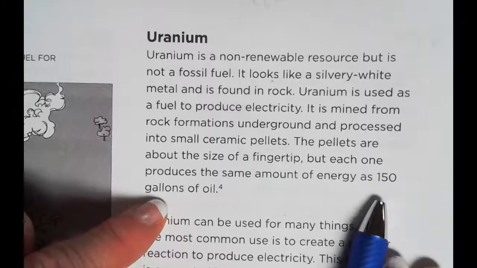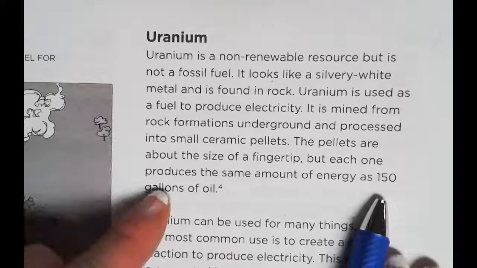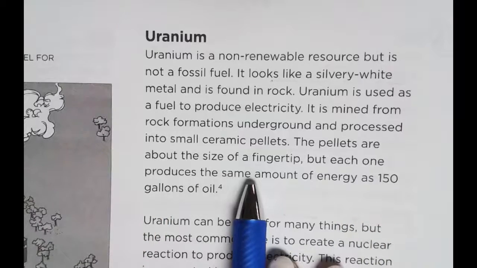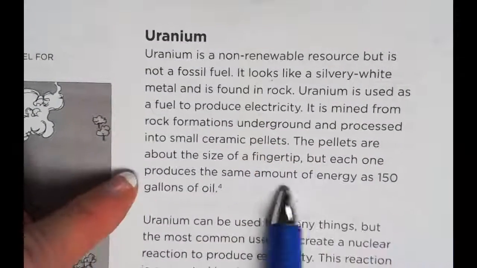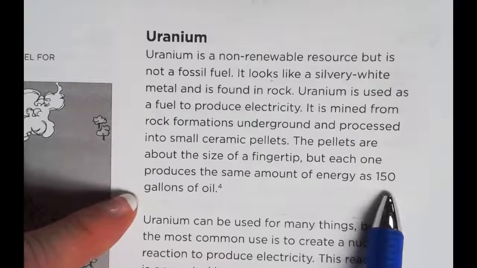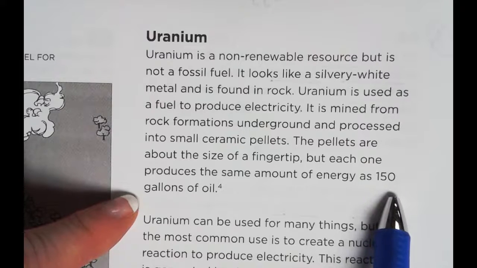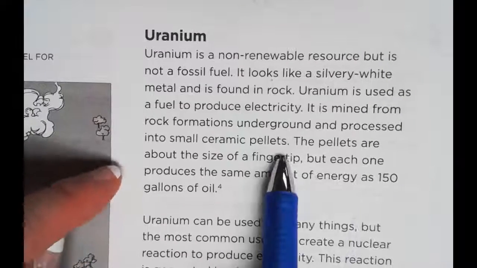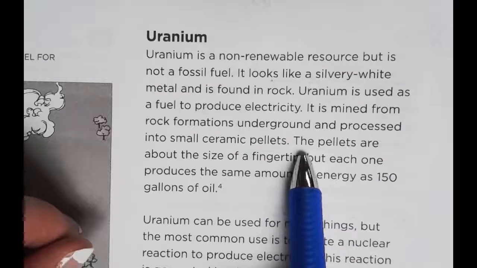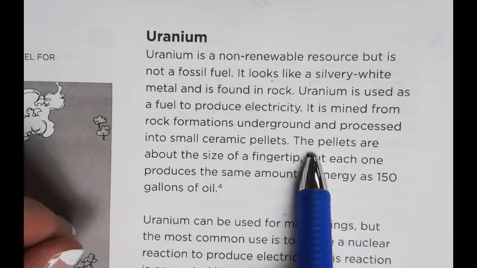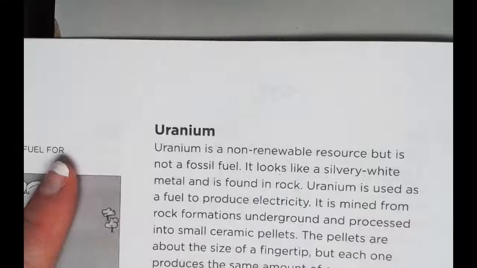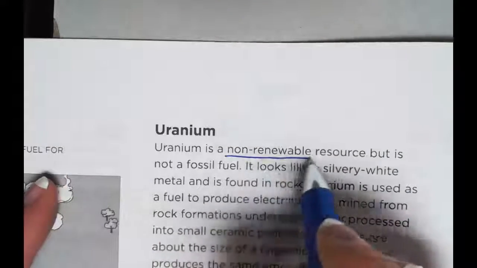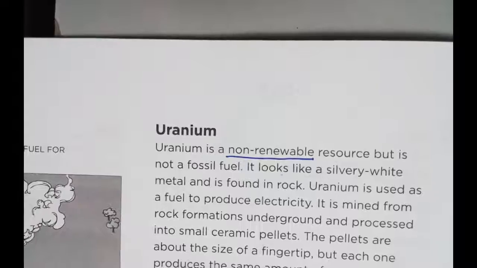So guys, look at that. Think what he just read. The pellets are about the size of a fingertip. So that's not very big, right? They're tiny. But look how much it produces, the same as 150 gallons of oil. So it's pretty powerful stuff, isn't it? Now, uranium is a naturally found element, and it produces radiation. But it's also non-renewable, right? When we talked about what non-renewable meant yesterday, correct?